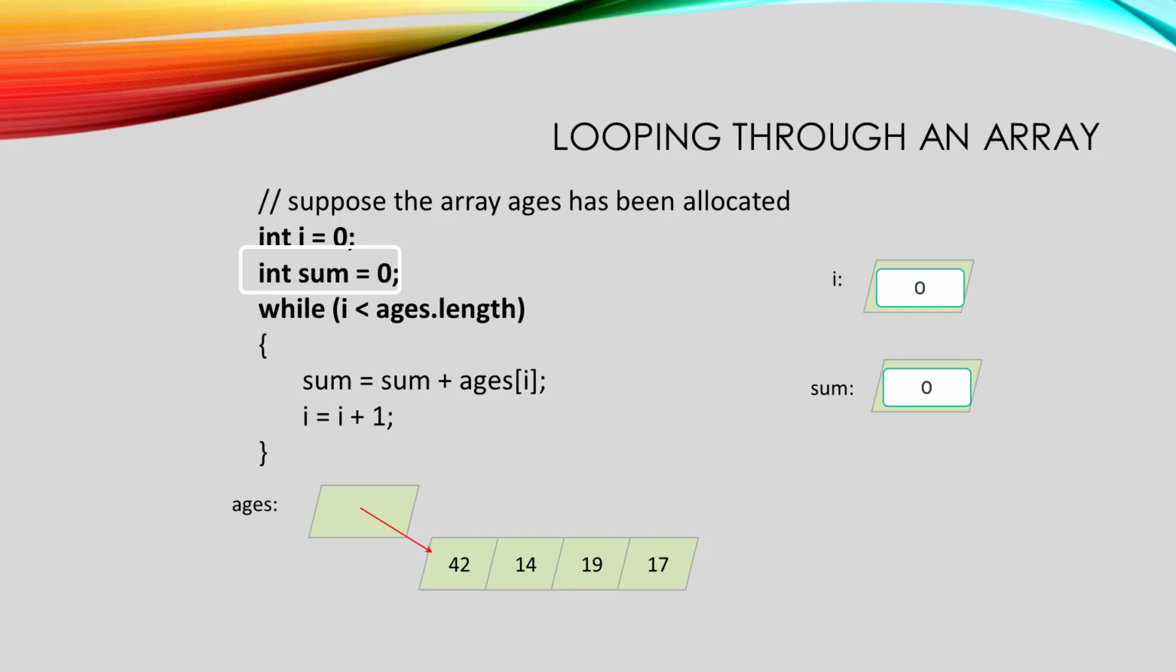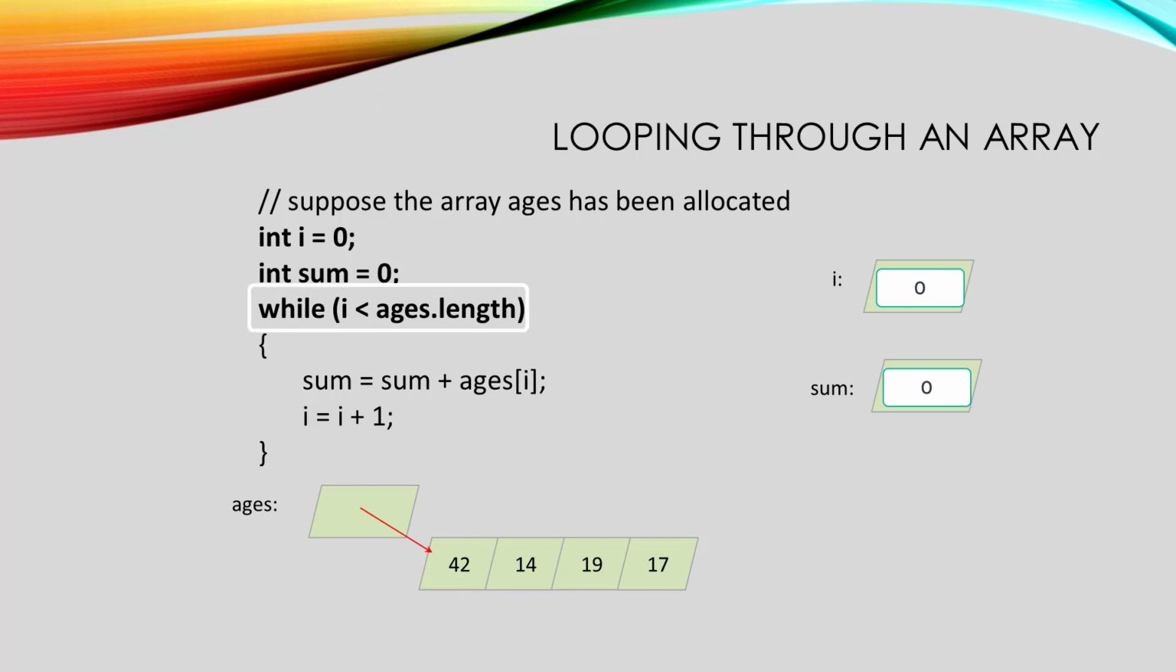Now the while loop is going to let us look at each position of the array. So we want the variable i to go from 0 to the last position in the array. Java gives us array.length. You can attach .length to any array name, and it will tell you the number of positions in the array. So in this case, ages.length is 4 because there are 4 positions in the array, and they are numbered 0, 1, 2, and 3.